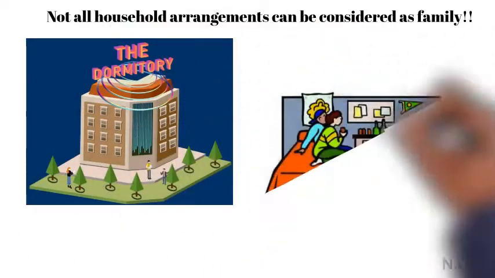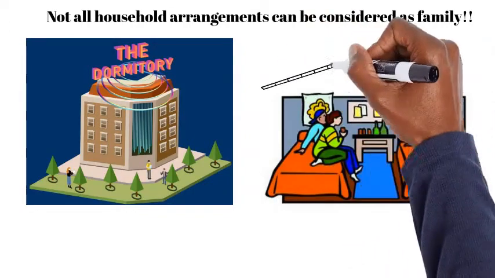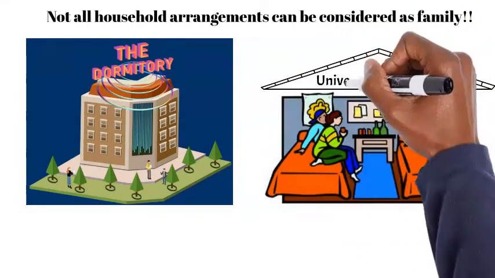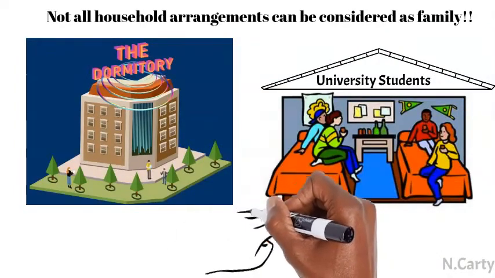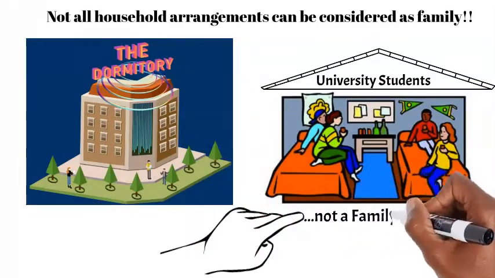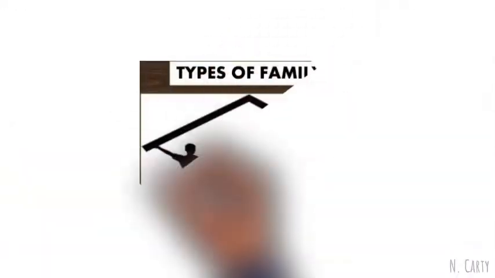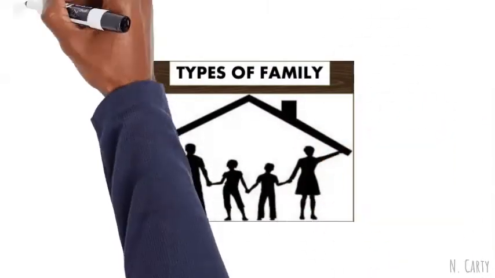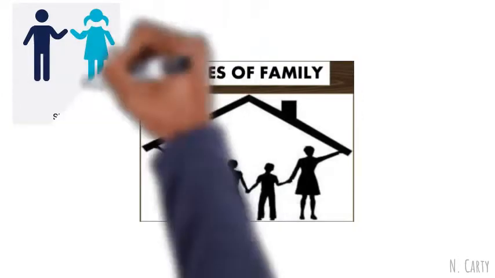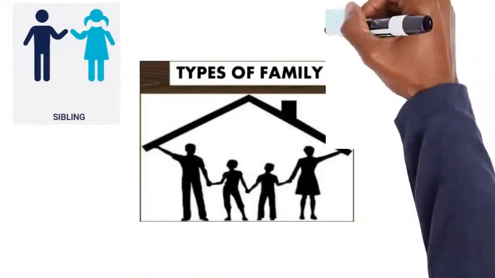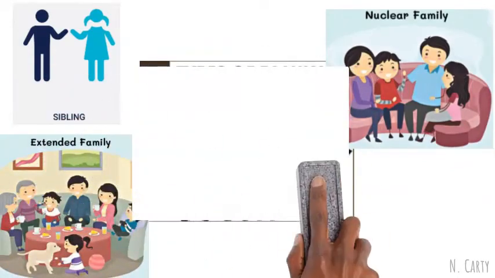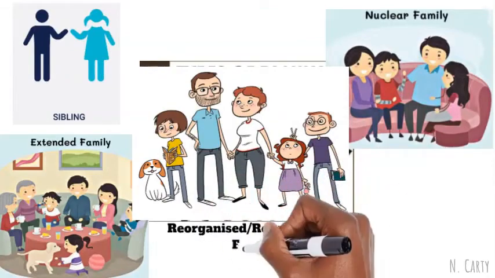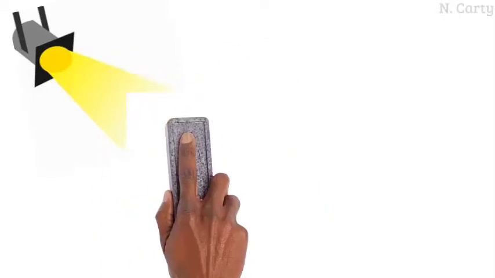Some households are made up of members who are not related in any way. For example, a group of university students may agree to live together and share household expenses, but they are not a family. When looking at the family, there are several types of families that we need to know, and these include sibling family, nuclear family, extended family. There's something called reorganized or reconstituted family. We will get into all of this later on in the lesson.